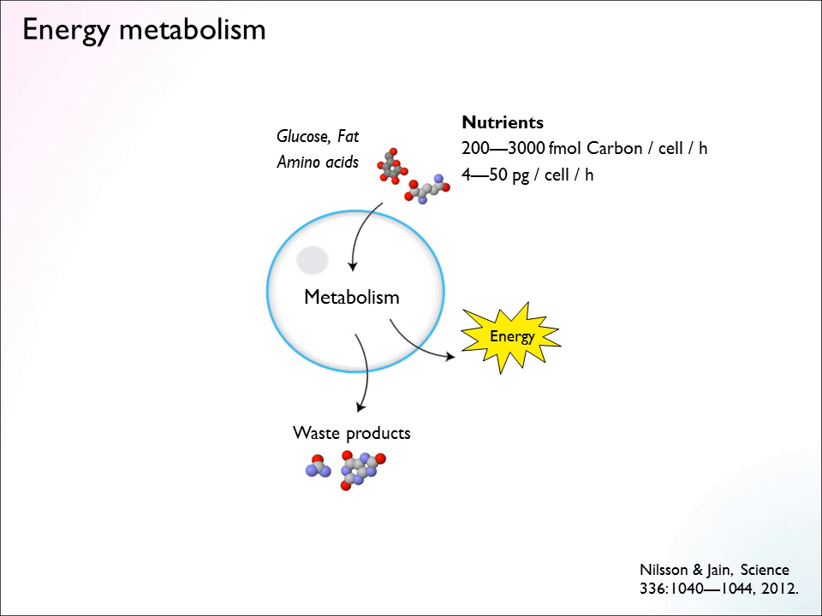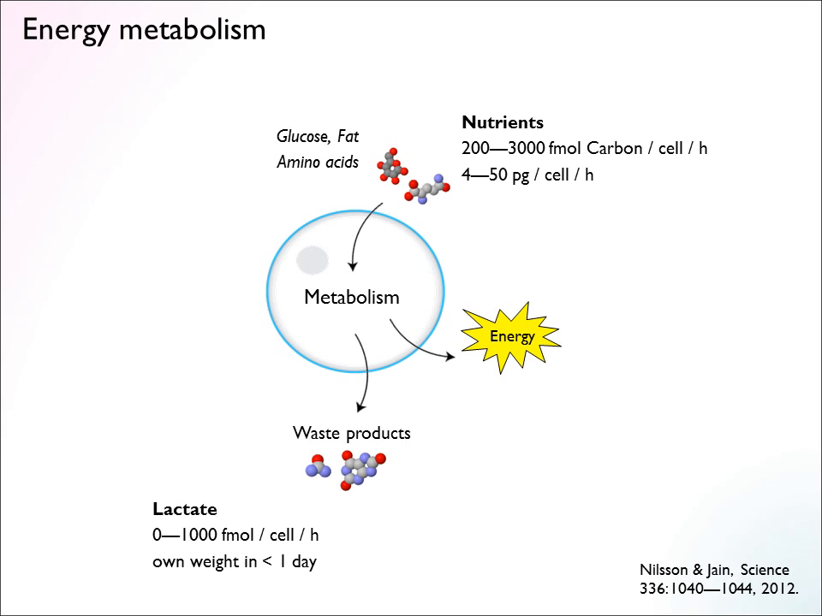And so how much is this? Well, as you see, it's a large range. The lower numbers are typically for oxidative cells. They require less carbon because they use it more efficiently. The higher range is for a very glycolytic cell. A glycolytic cell will waste a lot of carbon and therefore it uses a lot.